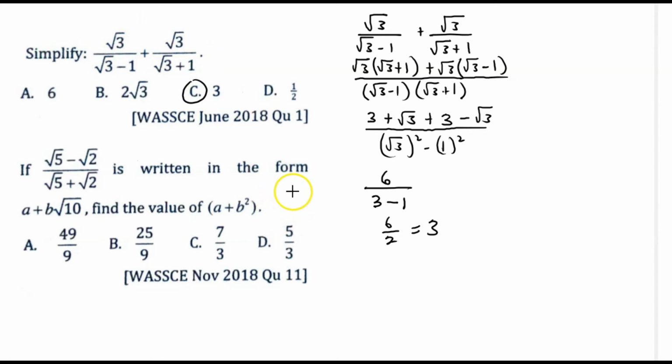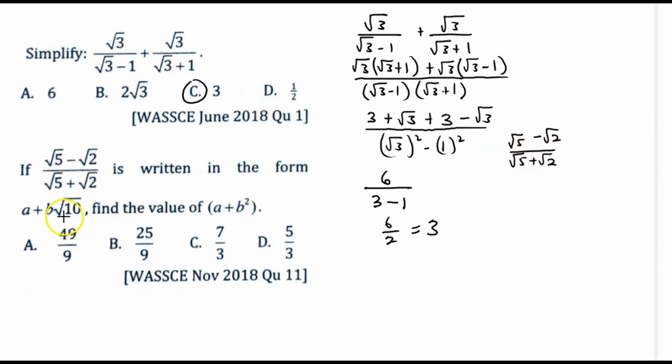Now going to the next example, which is root 5 minus root 2, all divided by root 5 plus root 2, is written in the form a plus b root 10. Find the value of a plus b squared. So it follows the same pattern, having root 5 minus root 2 divided by root 5 plus root 2.